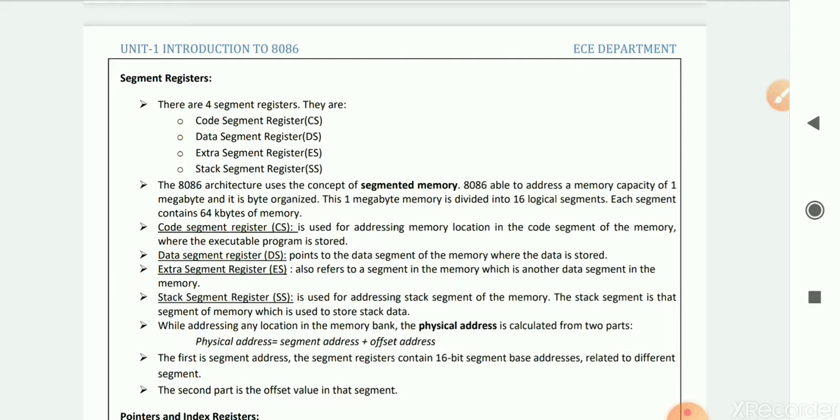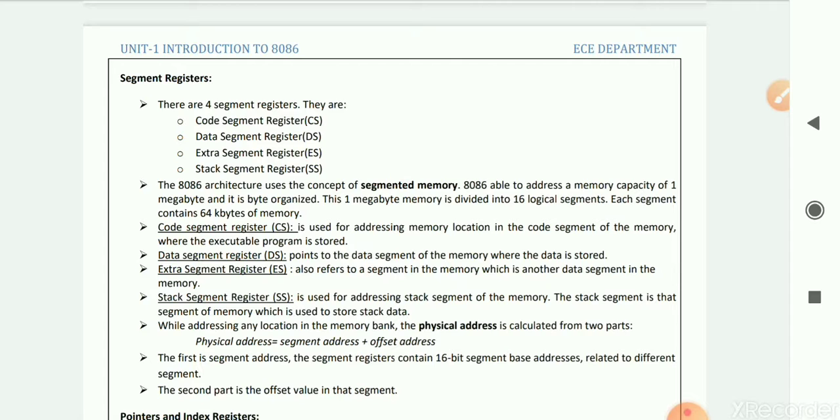The data segment register, DS, points to the data segment of the memory where data is stored. So the data segment register is basically used for storing the data, and the code segment register is used for storing the instructions. The extra segment register also refers to a segment in memory which is another data segment. So the extra segment register is also used for storing the data.